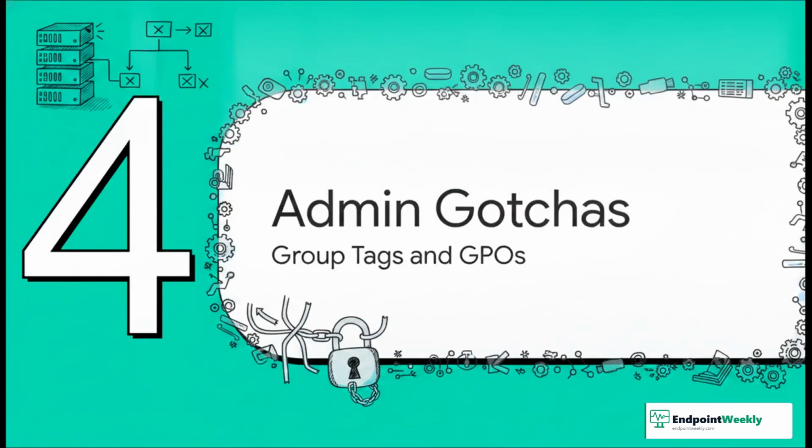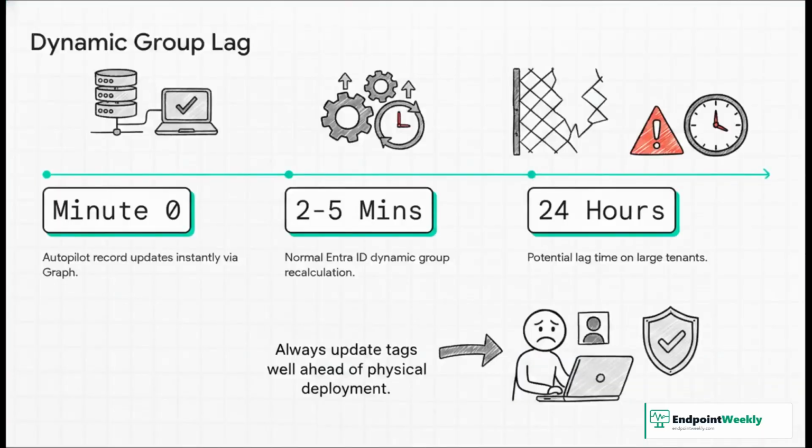Let's move to Section 4. We need to talk about some serious admin gotchas regarding group tags and GPOs. There's a timing discrepancy here that is a huge potential trap for your rollouts. If you use Graph to update a group tag, the Autopilot record updates instantly at minute 0.